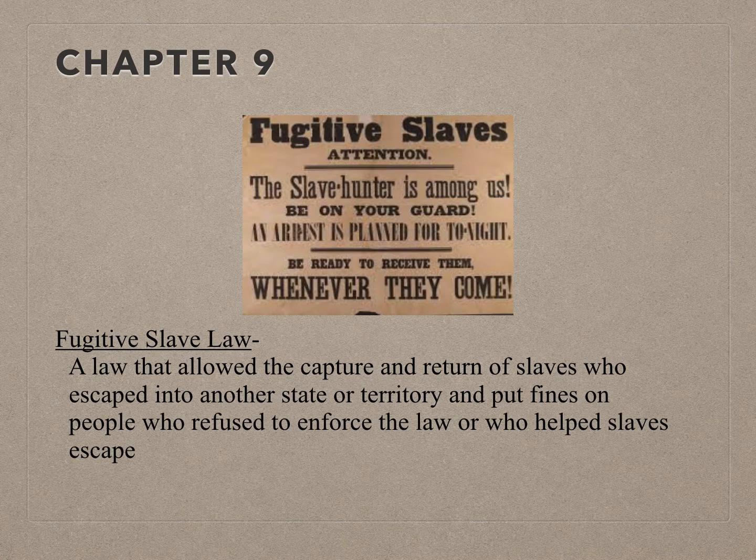Fugitive slave law. That was part of the Compromise of 1850. What is that? It was a law passed that allowed for the capture and return of slaves who escaped into another state or territory. And it even put fines on people who refused to enforce the law or who helped slaves to escape. So fugitive just means runaway. So a fugitive slave law, a runaway slave law, it forced people to return runaway slaves and would even penalize them if they didn't.